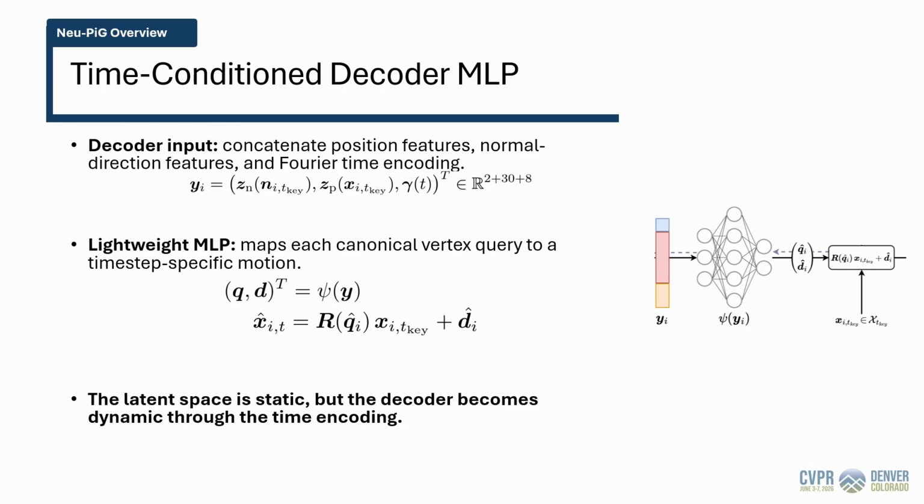For each reference vertex and time step, it receives the latent features and the time encoding and predicts a time step-specific motion. In particular, it outputs a rotation and displacement for each vertex. The latent grid itself is shared across all time steps, but the decoder becomes dynamic through the time encoding. Applying the predicted rotation and displacement to the canonical reference mesh gives the reconstructed mesh at a specific time step.